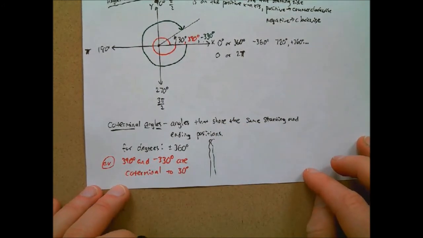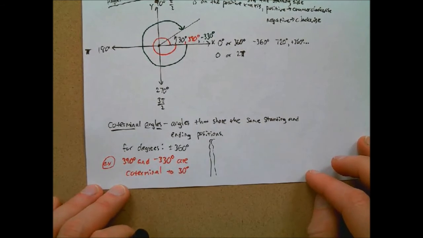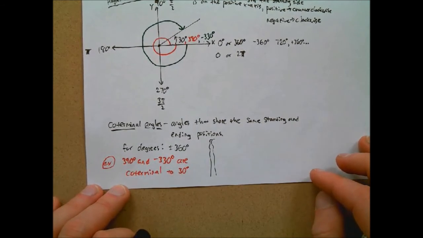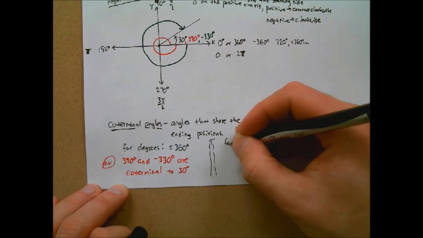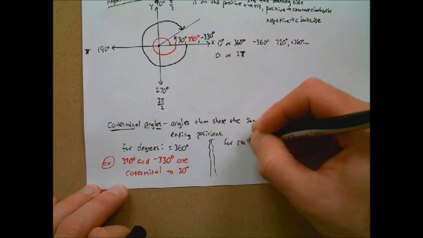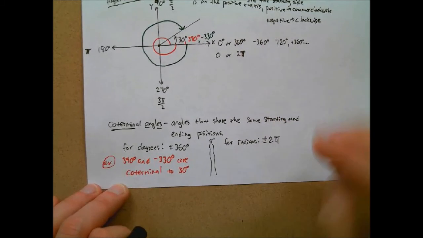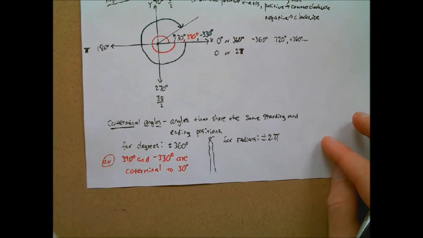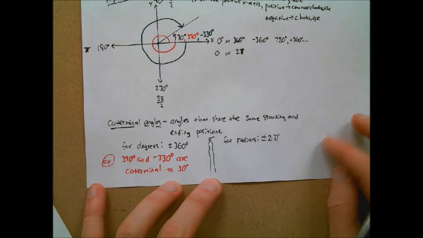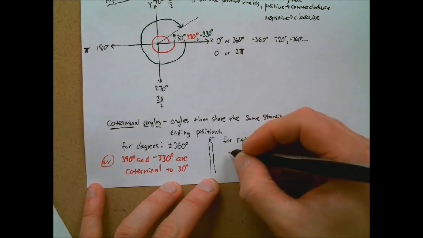So if for degrees we're adding or subtracting 360, then what are we going to do for radians, you think? Add or subtract what? 2 pi. Exactly right. And for this one, I'm not going to have us do it on the picture up there. We'll worry about that in a little bit because we're not as familiar with where radian measures are going to be and stuff like that.